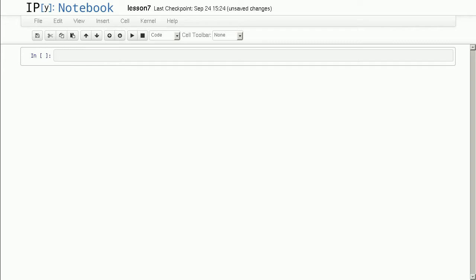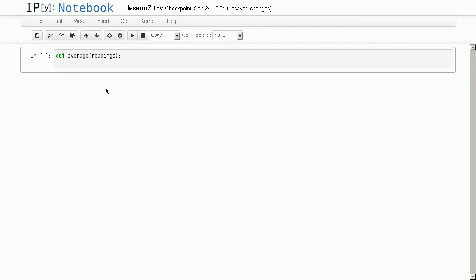Now, the Lesson 6 homework assignment was a problem that I asked you to solve. I asked you to create a program that would compute the average of a set of wind direction readings. One way you might approach this problem would be to create a function. I'll define a function called average, and the input to the function will be readings. Now, how are you going to solve this problem? The first solution that you might try is to simply take a simple average or a mean of the inputs.